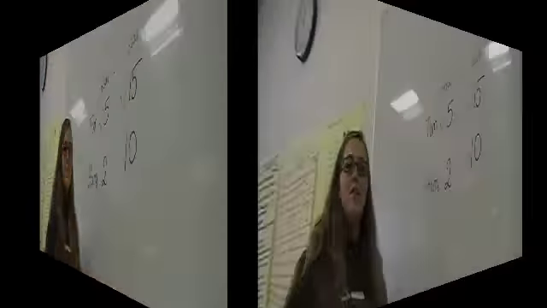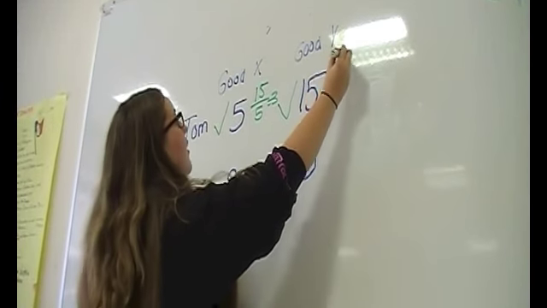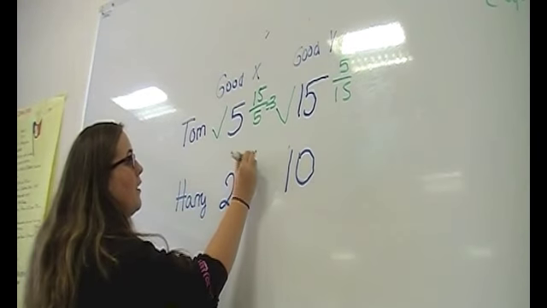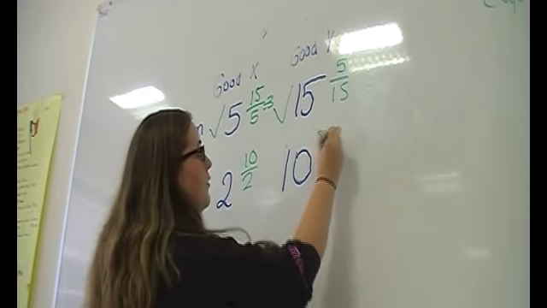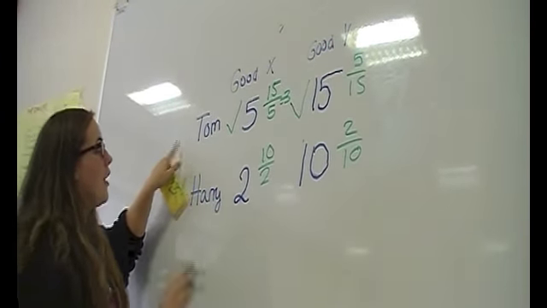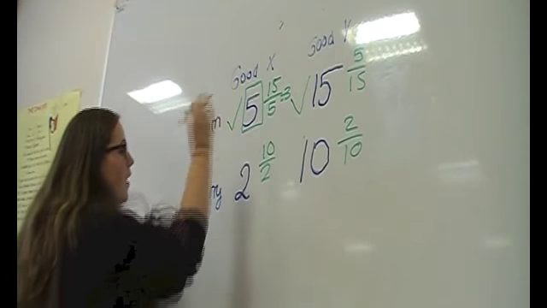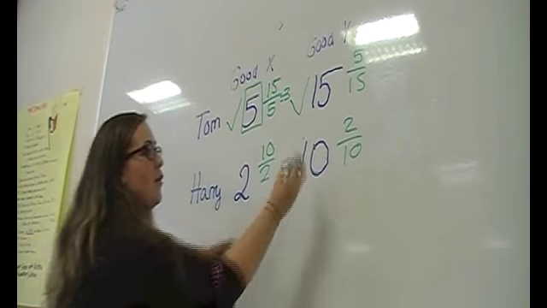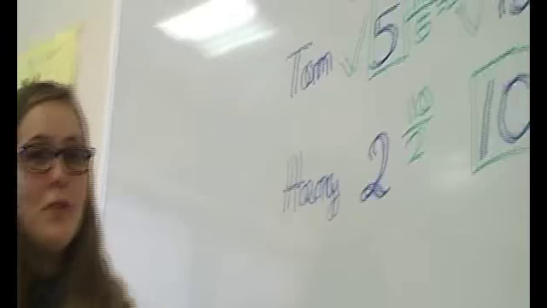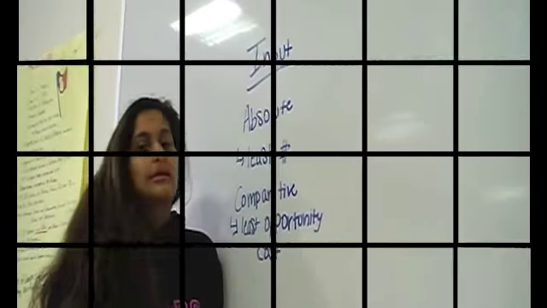To find out who has the comparative advantage now, we use the rule called the over rule. So we take 15 over 5, which is 3. And for this one, we have 5 over 15. For this, we use 10 over 2 and 2 over 10. So it's clear that Tom has the comparative advantage in good X, and Harry has the comparative advantage in good Y. To conclude, Tom should produce good X, and Harry should produce good Y. Now let's look at input.